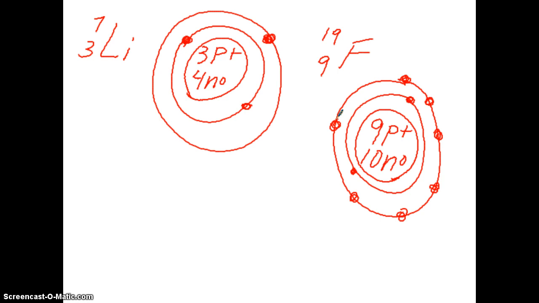Why didn't we go up to 8? The first level holds 8. Well, it's because we were done. We only needed 9 electrons. We had 2 on the first ring, 7 on the next ring, and that equals our total of 9.